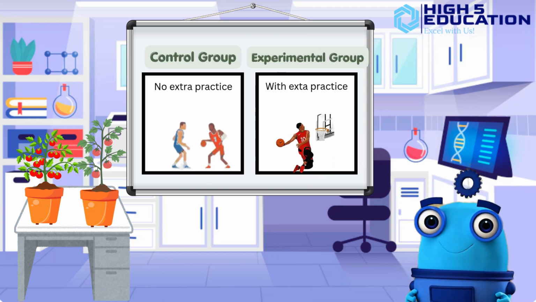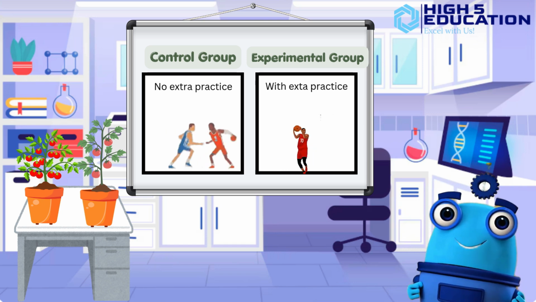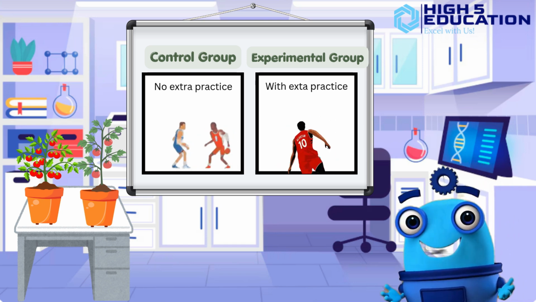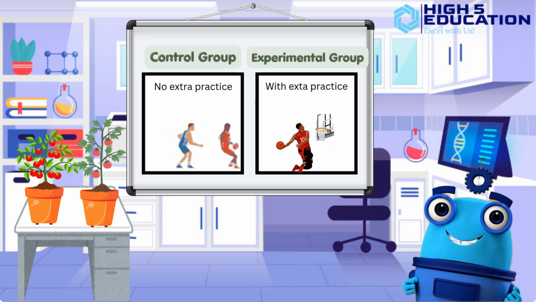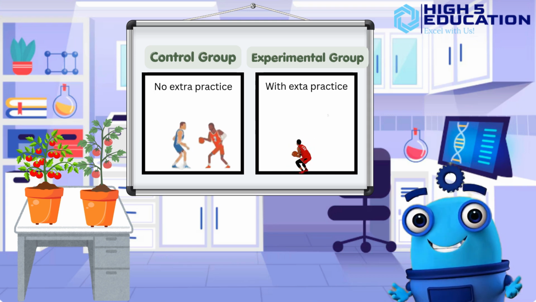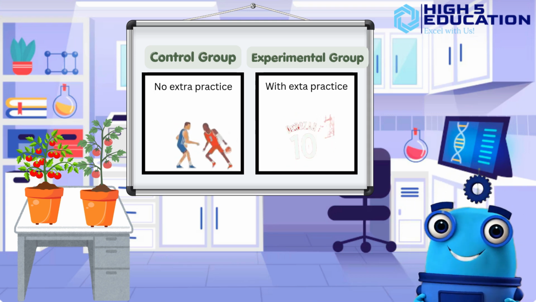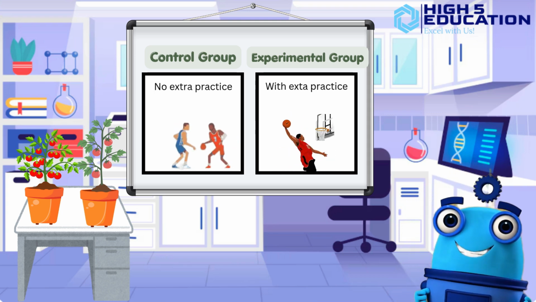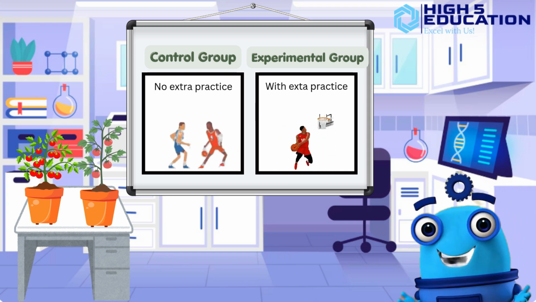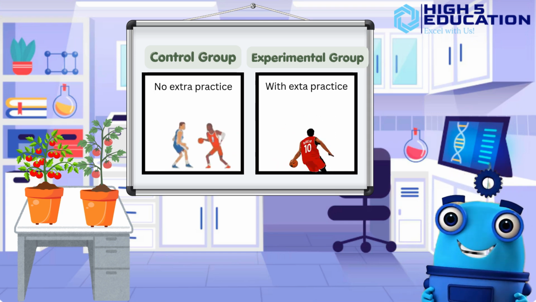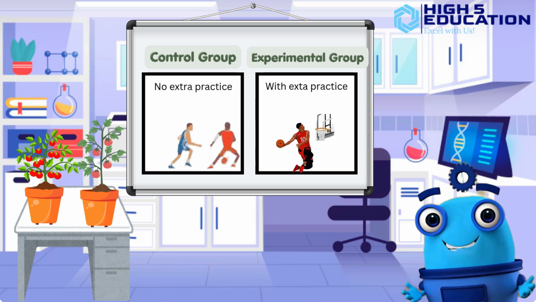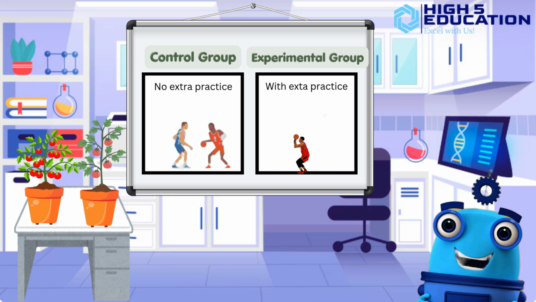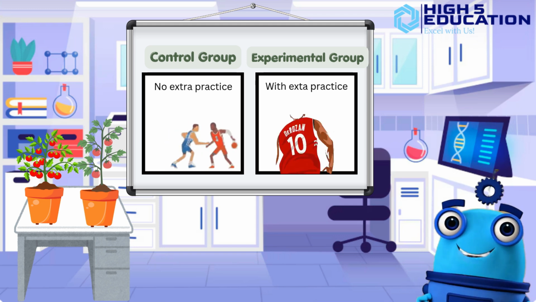Another example is the effect of practice on game performance. Let's say we want to find out if practicing a game improves performance. The control group will play the game without any extra practice. The experimental group will be given extra practice time before playing the game. After that, we compare their scores or performance in the game. This helps us see if practice really improves how well a person plays.